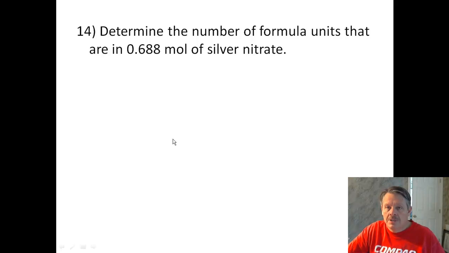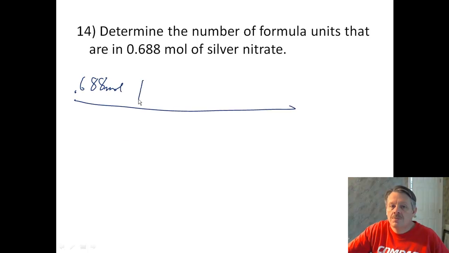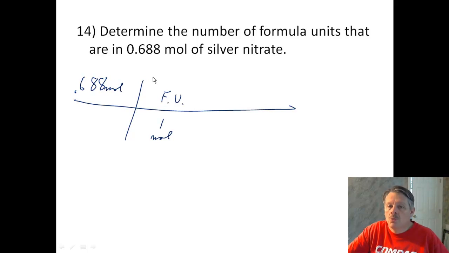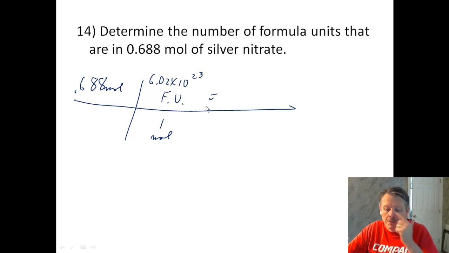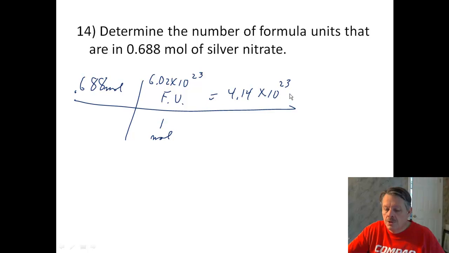Number 14. Formula units, moles, piece of cake. 688.688 moles of silver nitrate. We go from moles to formula units. Moles is 1, formula units is 6.02 times 10 to the 23rd. So we multiply all this out, and we get 4.14 times 10 to the 23rd formula units.